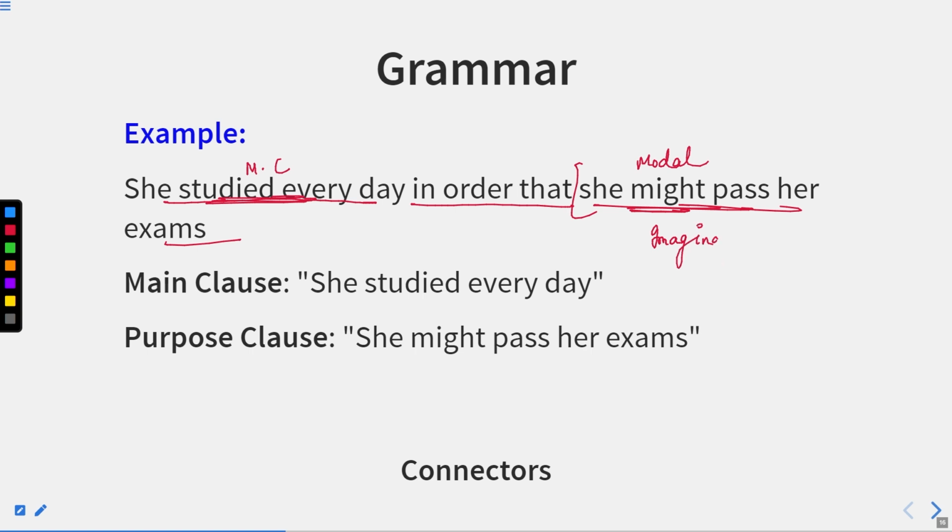So this is very, very important about this type of situation, or this type of sentence. Main clause, she studied every day, whereas in the purpose clause, we are having a modal which shows that she wants to pass her exam.